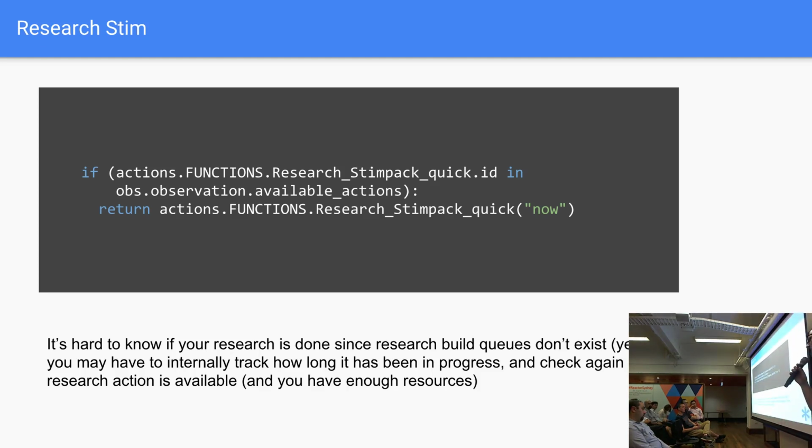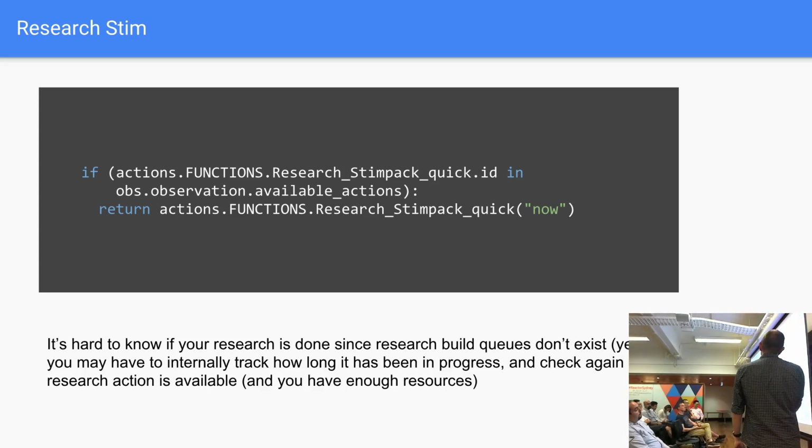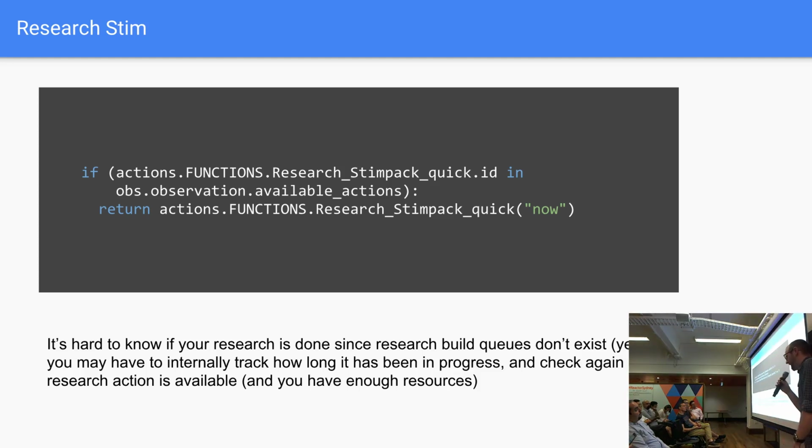However, this is probably the biggest hole in the API right now: there's no build queue for upgrades. There's a build queue for units, but there's no build queue for upgrades. So once you say upgrade this, let's say weapons level 1, that's it. You don't know anything else. You have no idea whether it's started, whether it's finished, nothing. So there are a few ways you can get around it, and none of them are necessarily foolproof.